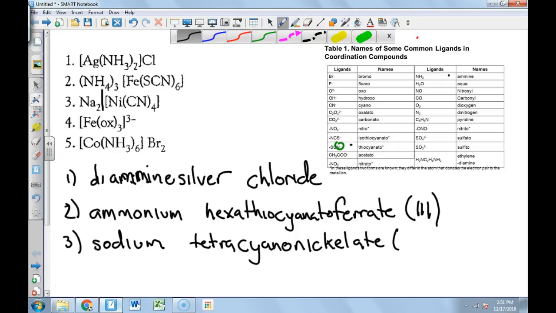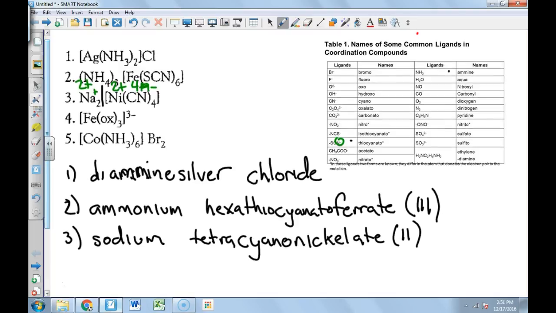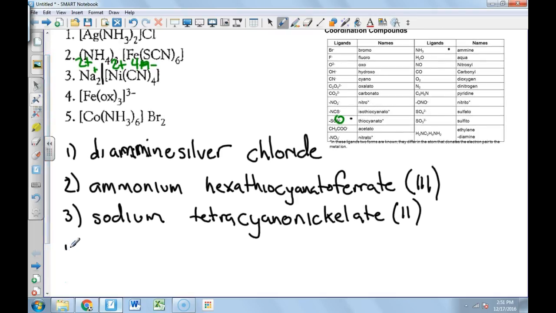Sodium, I'll do it in green to separate it. So sodium is always 1 plus. There are 2 of them, so that's 2 plus. Cyano is 1 minus. There are 4 of them, so that's a total of 4 minus. So that means that nickel must be 2 plus in order to get that right. Okay, let me move this down slightly. Okay, so now number 4.